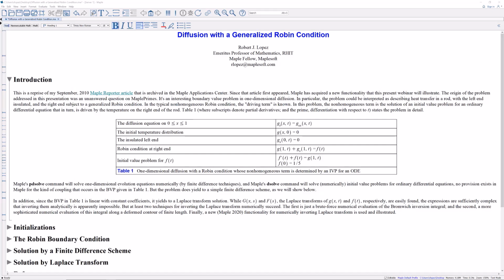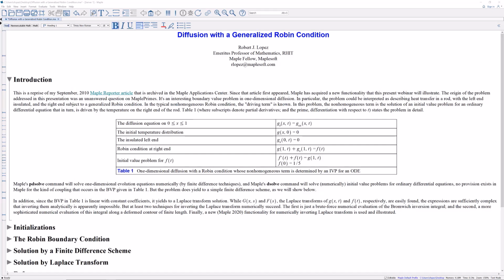It was interesting because it had a non-homogeneous Robin boundary condition at one end, and the inhomogeneous term was governed by an initial value problem that in turn was coupled to the diffused quantity. My solution was obtained by a finite difference discretization and verified numerically by inverting the Laplace transforms of the appropriate quantities. However, at that time, Maple had limited functionality for numerically inverting Laplace transforms, so I made do with numerically approximating the relevant Bromwich integrals.